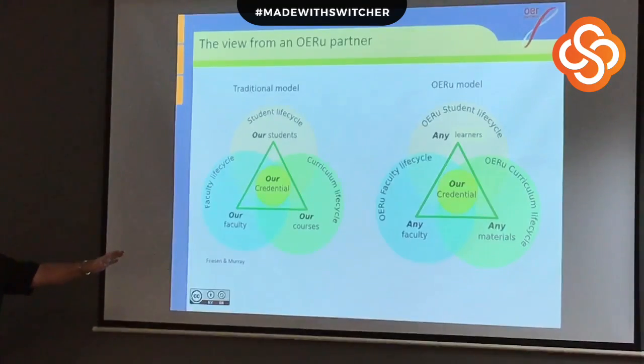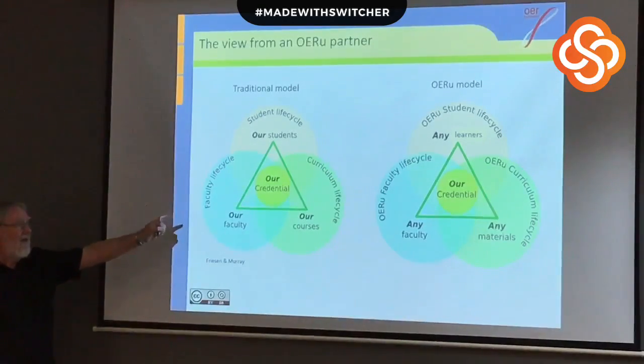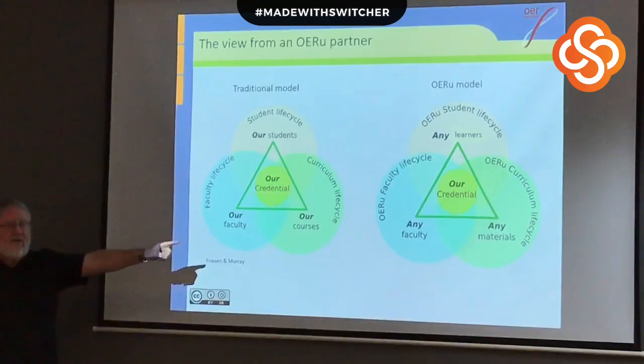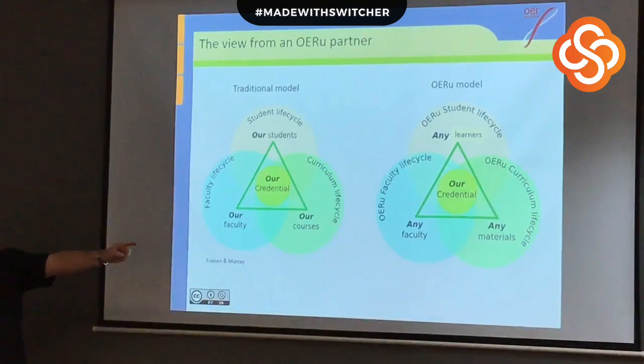The traditional method is our students, using our faculty, take our courses and they get our credential. The OERu model is any learners anywhere, not affiliated with any institution, using any faculty or no faculty at all, using any course materials, OER or something else. But if they want an NWU credential, they take your NWU exam. If they want an Athabasca credential, they take our exam. And that's the model that we're working with you on.